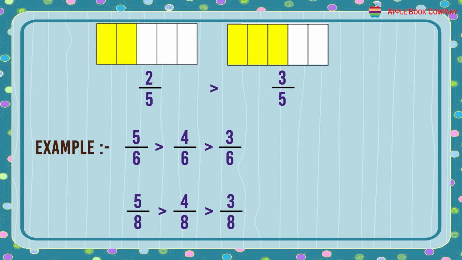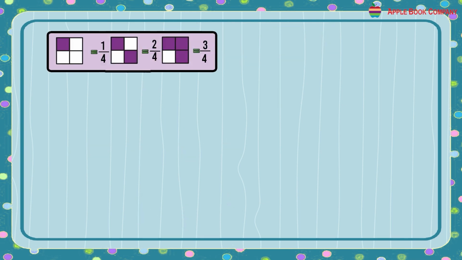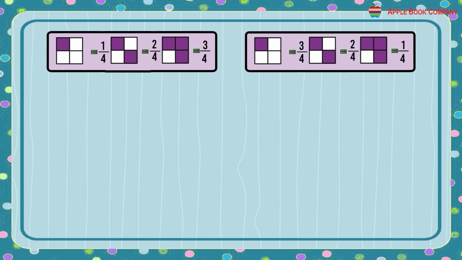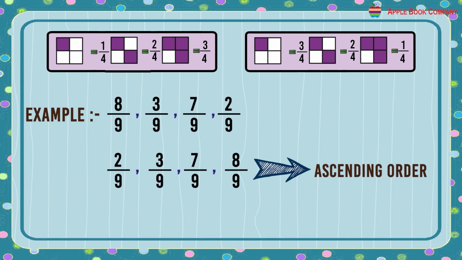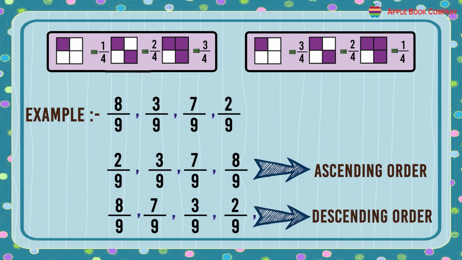We can arrange the like fractions in ascending or descending order by arranging the numerators in ascending or descending order. For example, 2 by 9, 3 by 9, 7 by 9 and 8 by 9. These are in the ascending order. Likewise, 8 by 9, 7 by 9, 3 by 9 and 2 by 9. These are in the descending order.